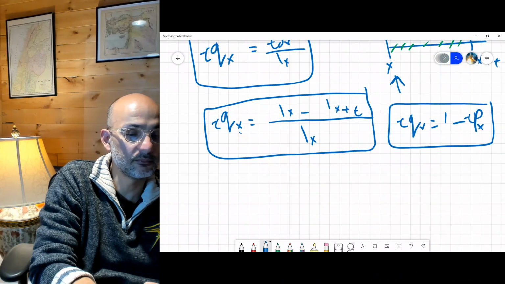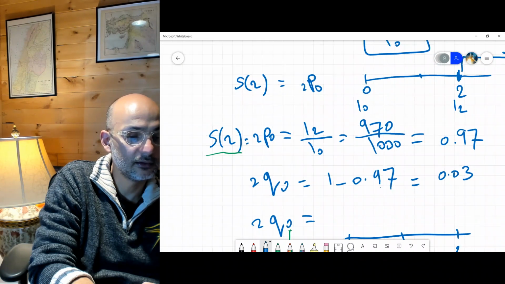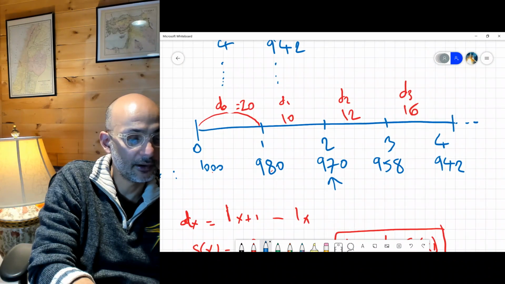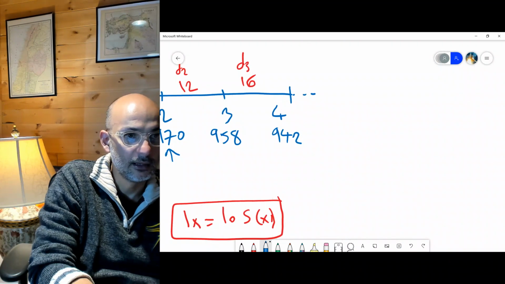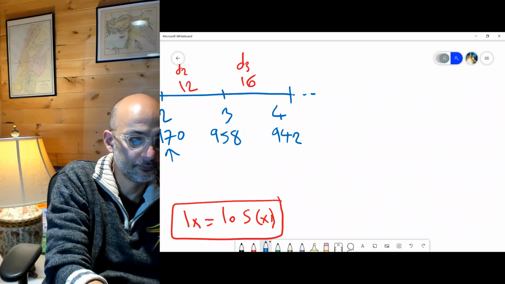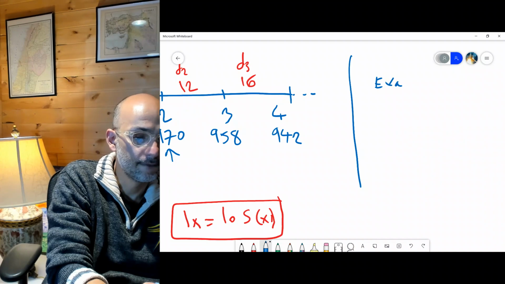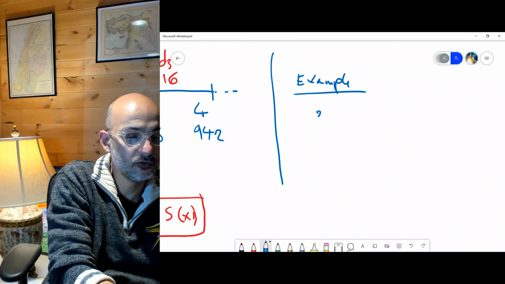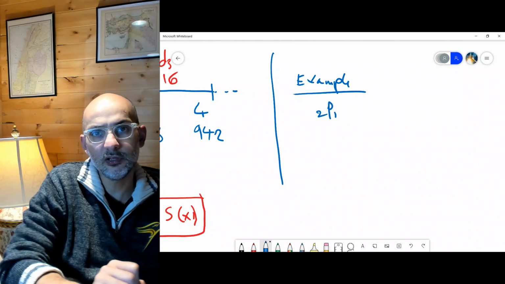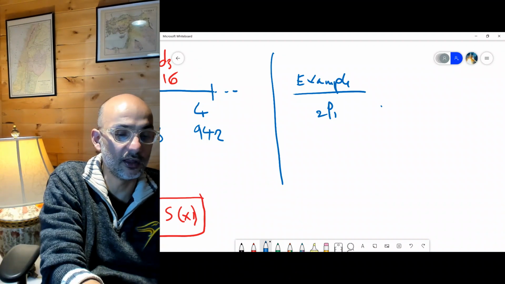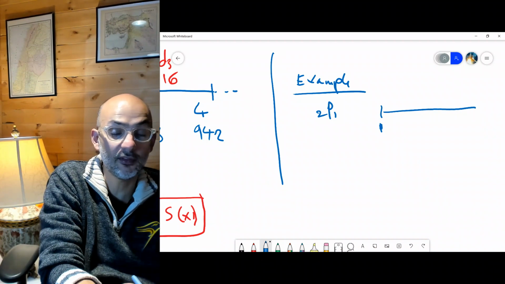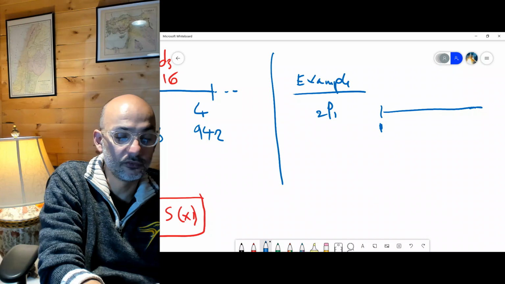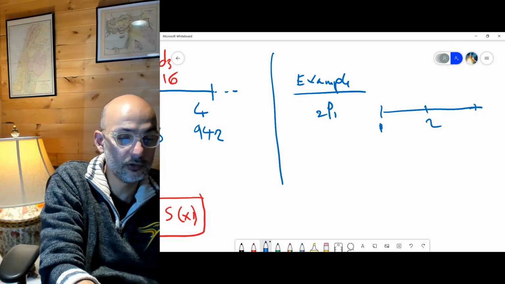Let's take an example based on our table. Instead of scrolling down, let's look at our example here. Let's take a few examples. Let's do 2P1. It's not P0 here, we're looking at 2P1. Let's visualize it, I like to visualize it. So we are at age 1, not at 0, and we want to add 2 years.